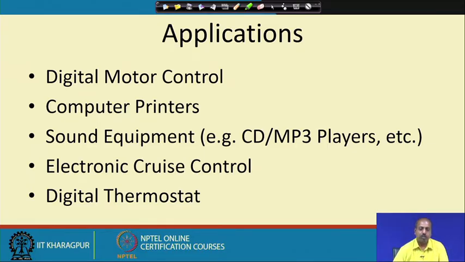Then cruise control, like when you have to control some vehicle or a missile in some direction. So, there also we go for digital control because of this error tolerance and all, but then how to control that cruise? For that we need this digital to analog converter.